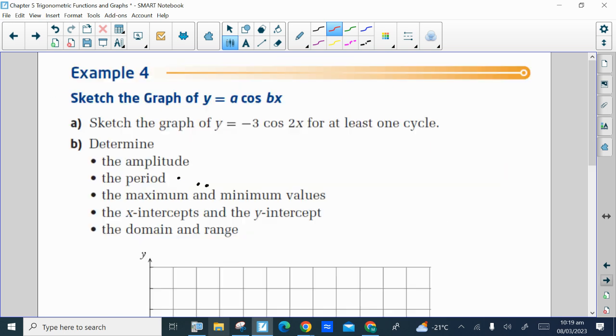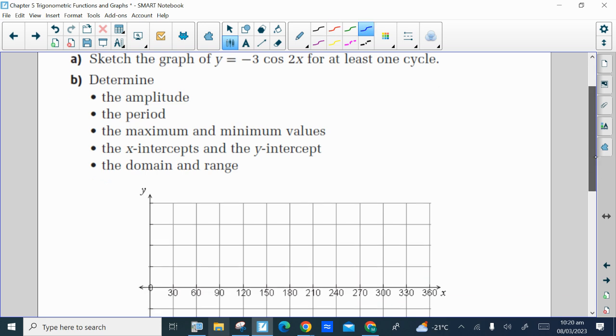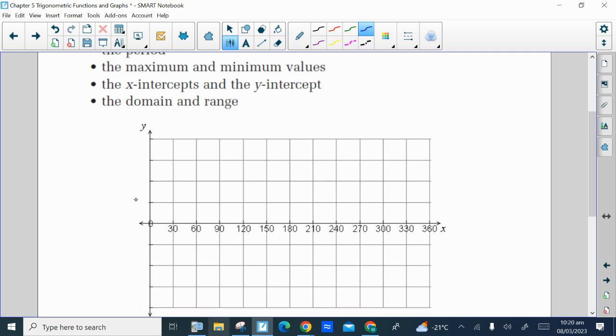All right. So now let's put a couple of transformations together. We want to sketch the graph of y equals negative 3 cos 2x for at least one cycle, and we'll state all those characteristics there. But we'll start with our base graph. This is a transformation of y equals cosine x, which starts at positive 1, starts at the maximum, and has critical points every 90 degrees. So this is our base graph.